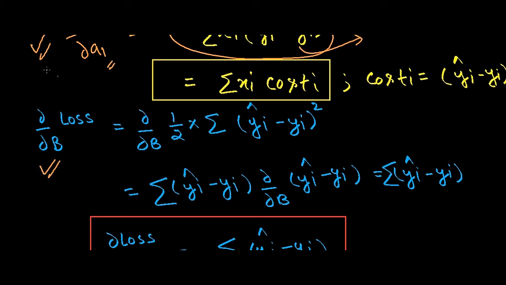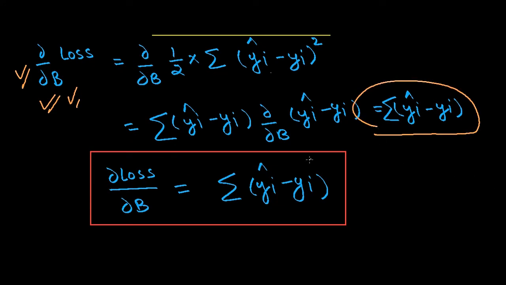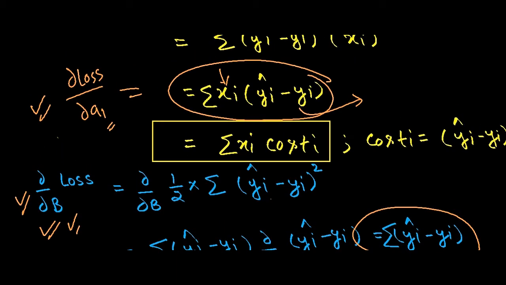In multilinear regression, we'll observe that we need to calculate ∂loss/∂a1, ∂loss/∂a2, ∂loss/∂a3. So a lot of weights will be there, and after calculating all the derivatives with respect to all the weights, we'll calculate the derivative with respect to the bias term. When we calculate it, it will be nothing but this term here. You need to remember these terms because they will be used when we update the weights.